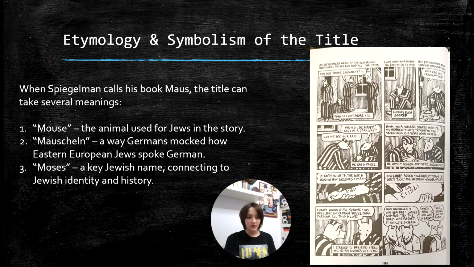So when Spiegelman calls his book Maus, the title can take several meanings. You choose what you want to believe. It's either mouse, the animal that is used for Jews in the story, Mauschel, a way Germans mocked how Jews spoke German, or Moses, a Jewish name connected to Jewish identity and history.